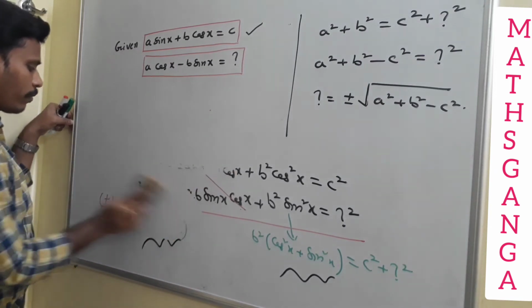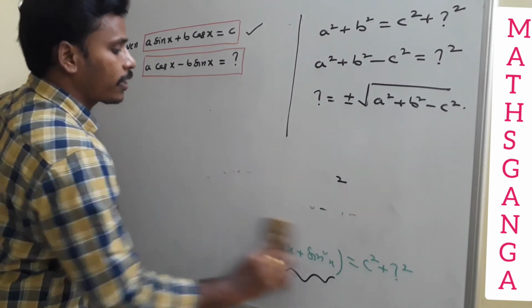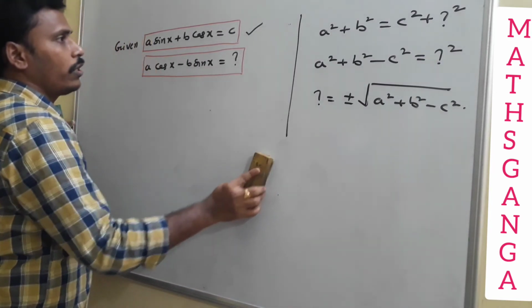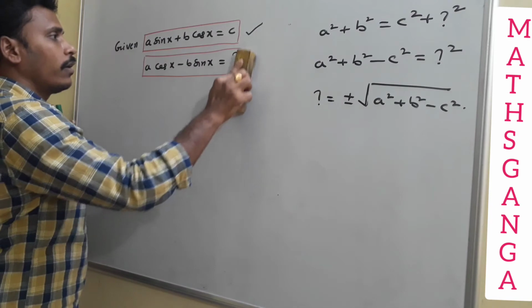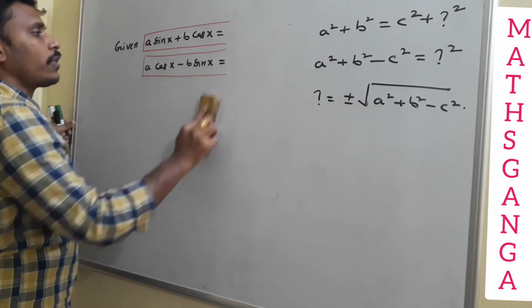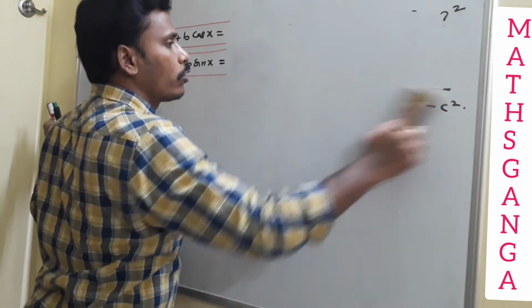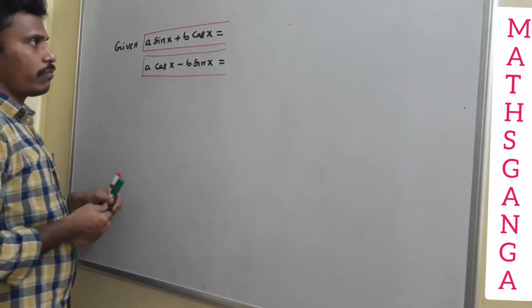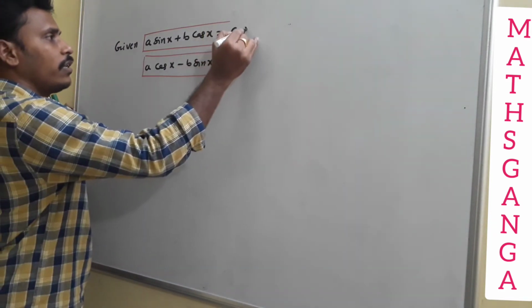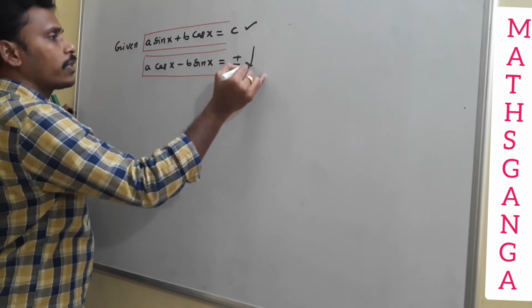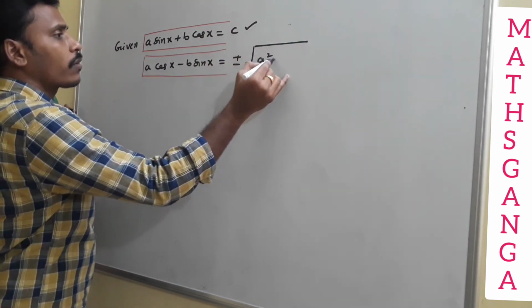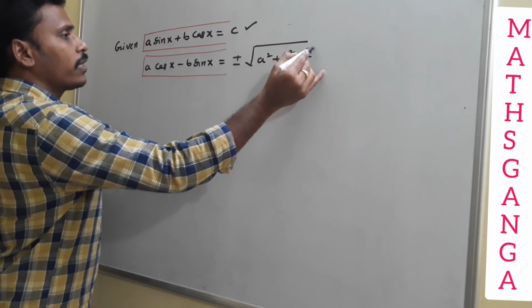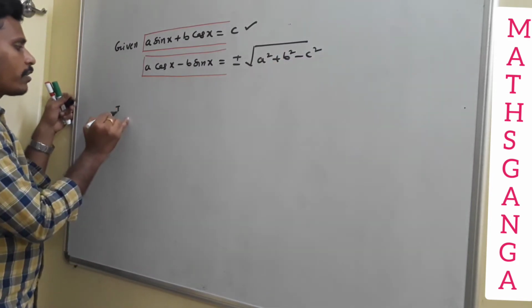What I have here: a sin x plus b cos x is equal to c. If I have this, then a cos x minus b sin x is equal to plus or minus root of a square plus b square minus c square. If this is given as c, then this is equal to plus or minus root of a square plus b square minus c square. Suppose I face a question like this.